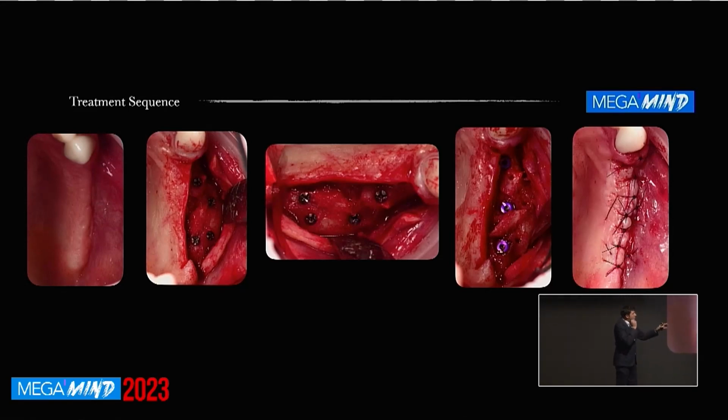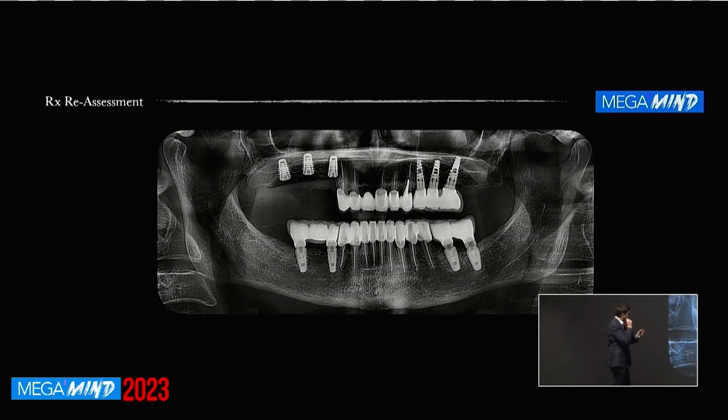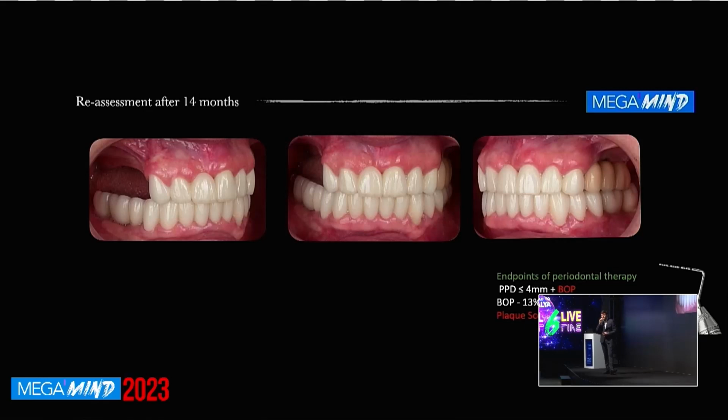So we open the flap, we assess the bone quality, we place our implants, and unfortunately, during the implant placement, one of the blocks was a little bit displaced, but it was still attached to that area, so I decided to leave it there and close everything up. Here's the situation right after the implant placement.